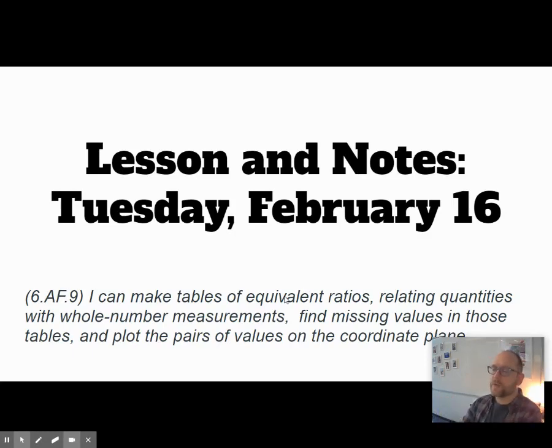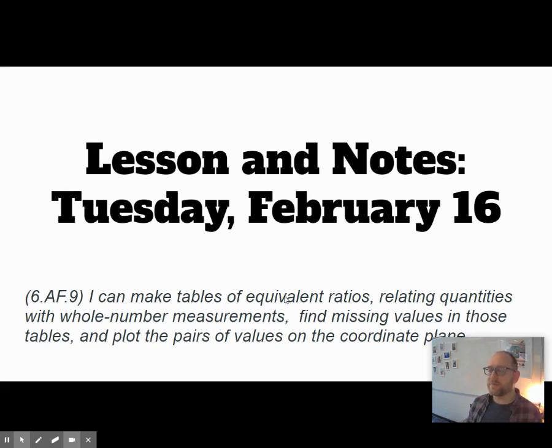We are into our 3C standards, and today we're going to be dealing with 6.AF.9. So one of the things we need to be able to do is to make tables of equivalent ratios. A ratio is just a number compared to another number, and these will relate to quantities with whole number measurements, and find missing values in those tables. And then once we have those values, we're going to be able to plot those values on a coordinate plane.